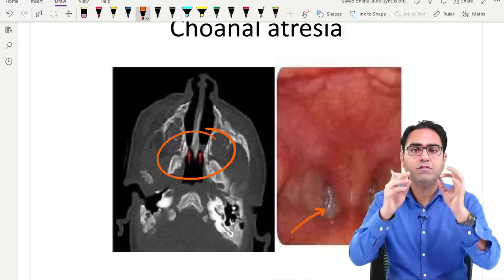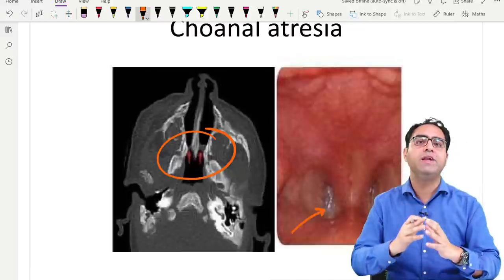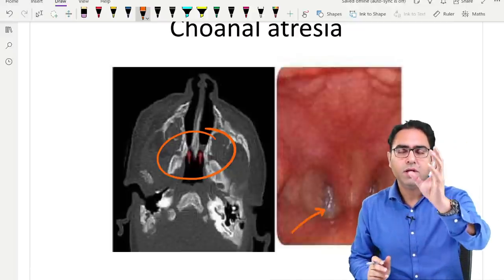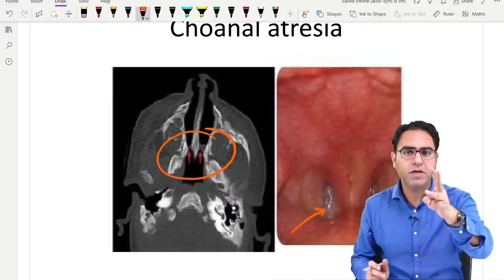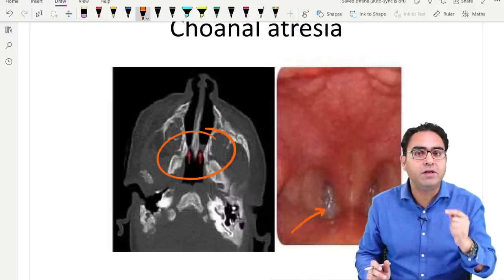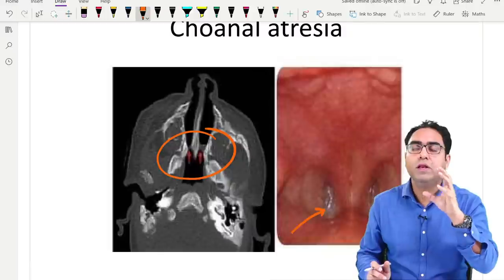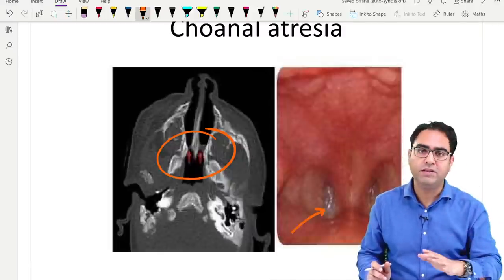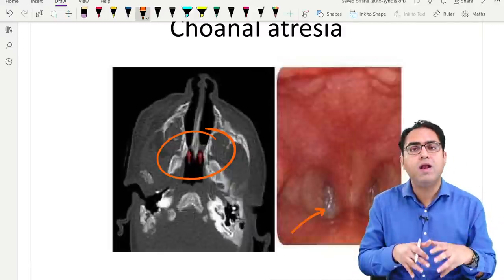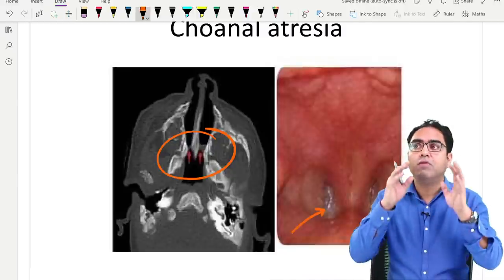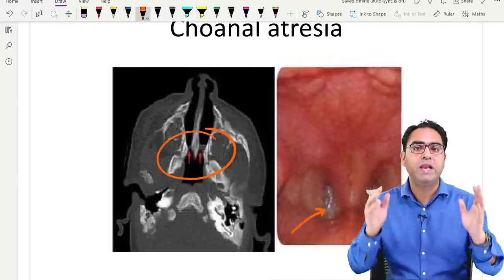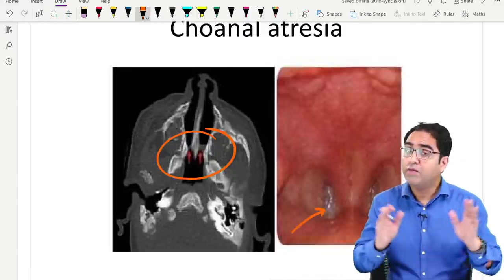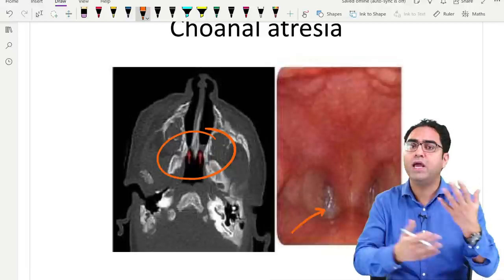Why? Because neonates are obligatory nasal breathers. This is a possible question. Bilateral complete choanal atresia is a neonatal airway emergency. Why? Because the neonates are obligatory nasal breathers, beta. Okay. Why does this choanal atresia happen, beta? Because of the persistence of the bucconasal membrane. If it is bilateral and complete, it's a serious airway emergency, beta.